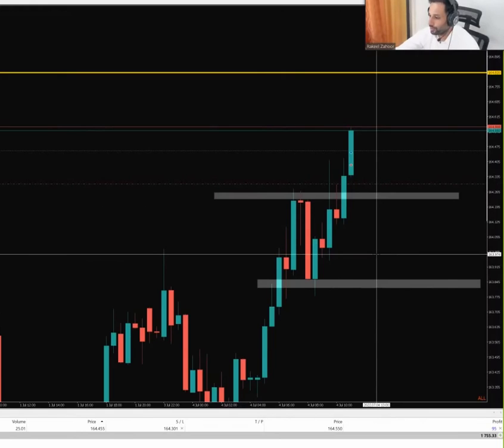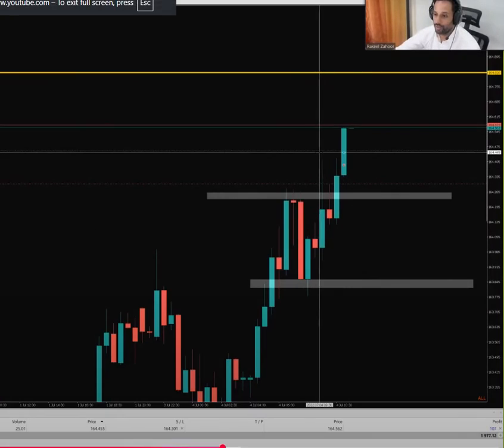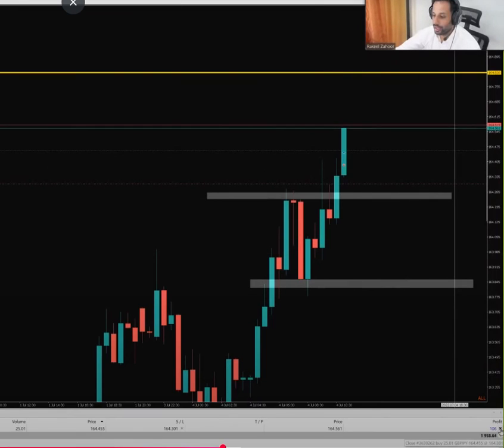How to overcome this mental barrier? I don't know, just start with smaller lots. Should I re-enter after the 30-minute candle close? No, don't re-enter after the 30-minute candle close. This was the trade right here. Oh, the 30-minute candle closed like this. I don't know.